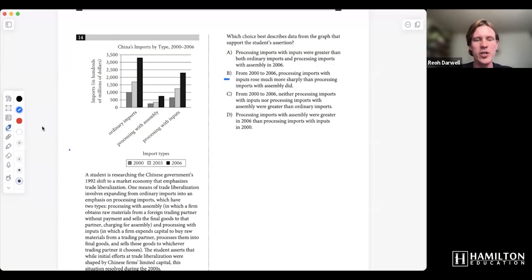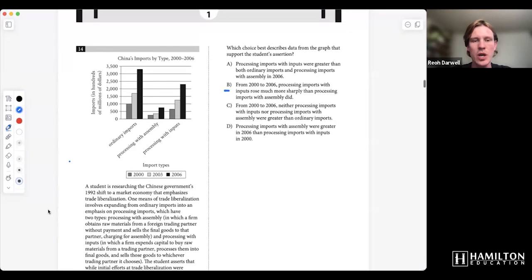All right, question 14 is a very tricky, very good reading question here. Command of evidence. Okay, so our graph shows how much of an imports are made by China from the period 2000 to 2006 by type. And then we see different ways in which those imports are processed, or what category these are, okay? So some of these imports are just coming in directly as imports, an ordinary import meaning, you know, just a normal good. Then some are processed with assembly, and some are processed with inputs, okay?